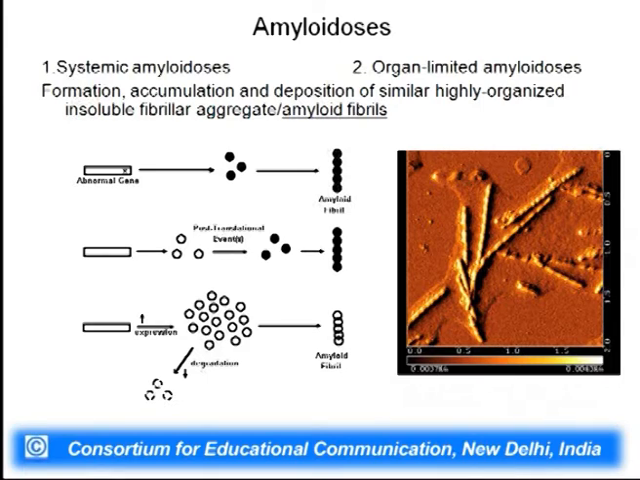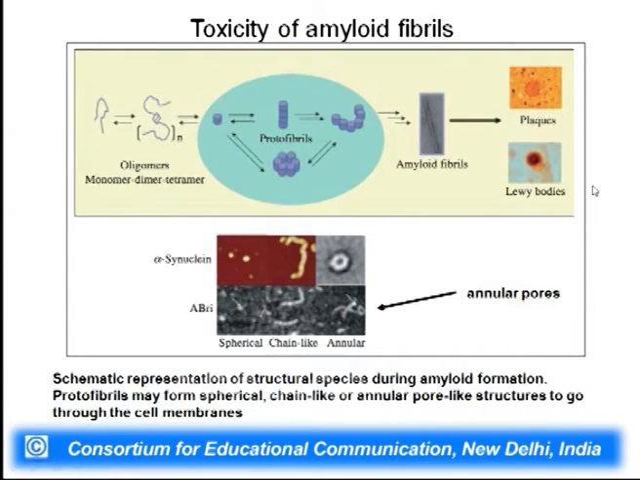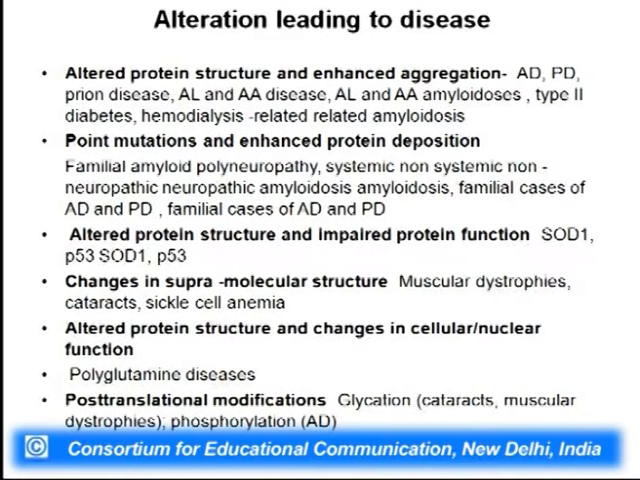And then there is formation of amyloid fibril, shown in the picture here. The amyloid fibrils are not just one type of fibril, they can give rise to plaques, they can give rise to Lewy bodies or annular pores which cause breakdown of the cell membrane and death of the cell in which they are formed. The basis of many of the neurological diseases is the formation of these plaques and pores.